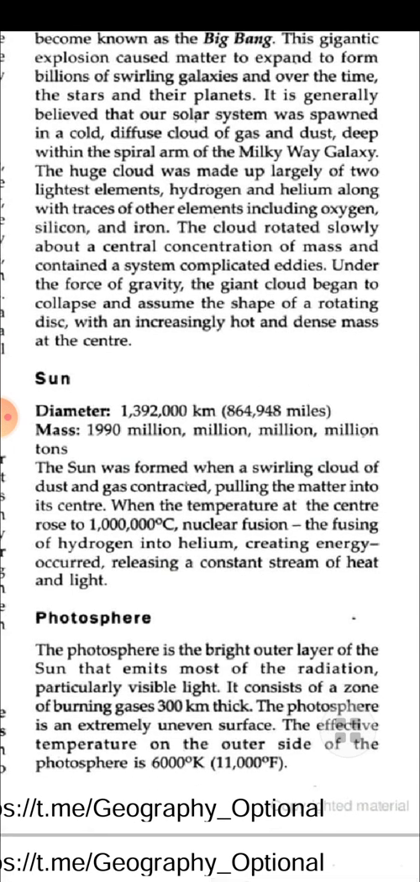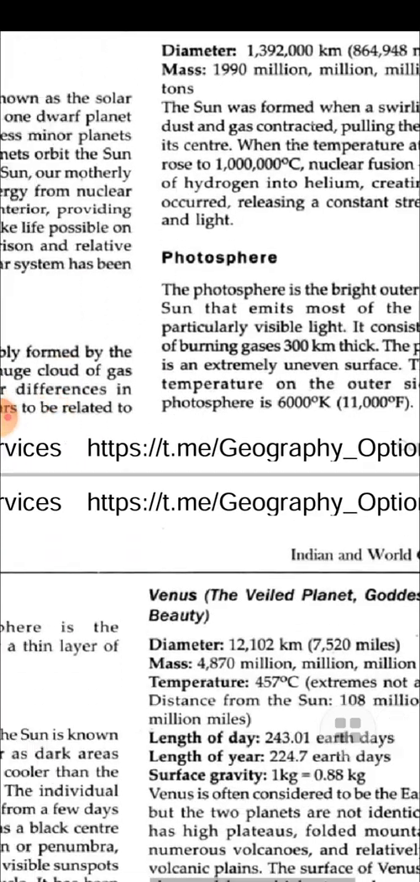Photosphere. The photosphere is the bright outer layer of the Sun that emits most of the radiation, particularly visible light. It consists of a zone of burning gases 300 km thick. The photosphere is an extremely even surface. The effective temperature on the outer side of the photosphere is 6000 Kelvin. It means 11,000 degrees Fahrenheit.